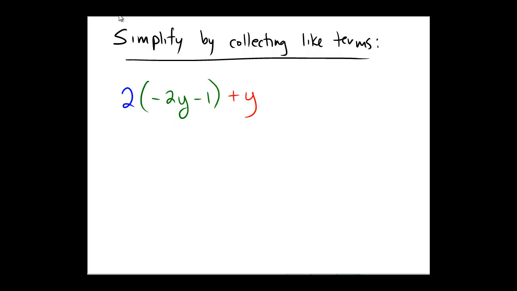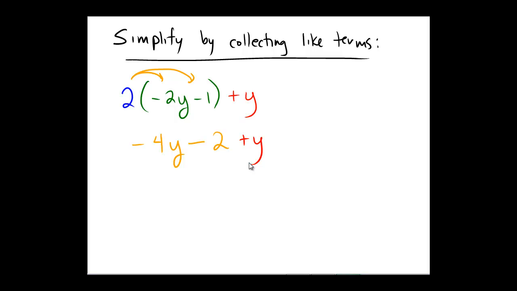Well, the 2 multiplied against the negative 2y minus 1 would yield 2 times negative 2 is negative 4y, minus 2 times 1 is 2, and then at the end, just a plus y.